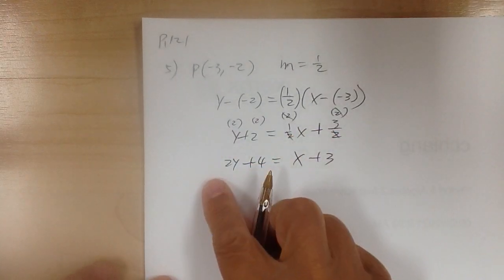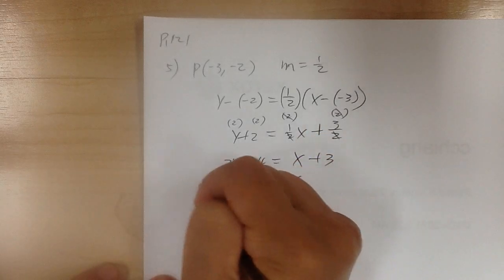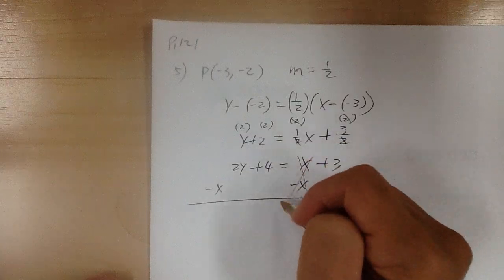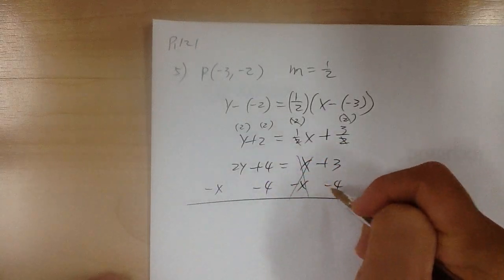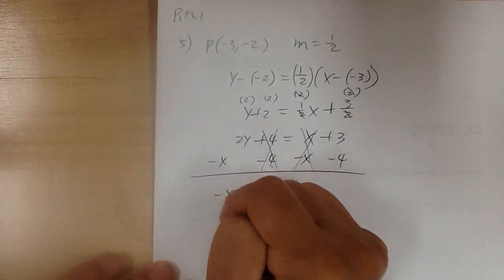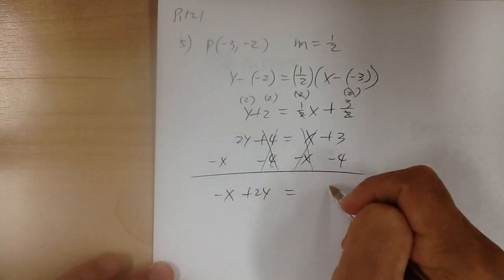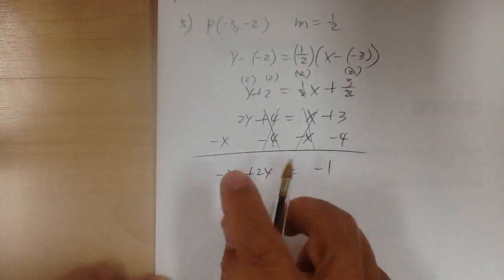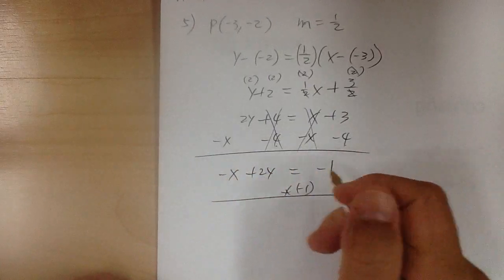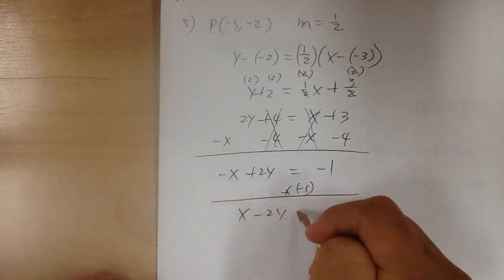Okay, so move the variable to the left-hand side and move the number to the other side. So whatever you do on one side, you have to do the same on the other side. So you got negative x plus 2y equal to negative 1. Again, you cannot begin with a negative, so you have to times it by negative 1. So you got x minus 2y equal to 1.